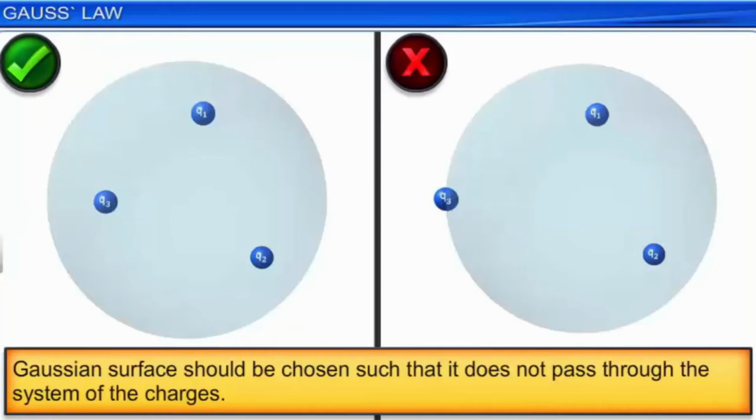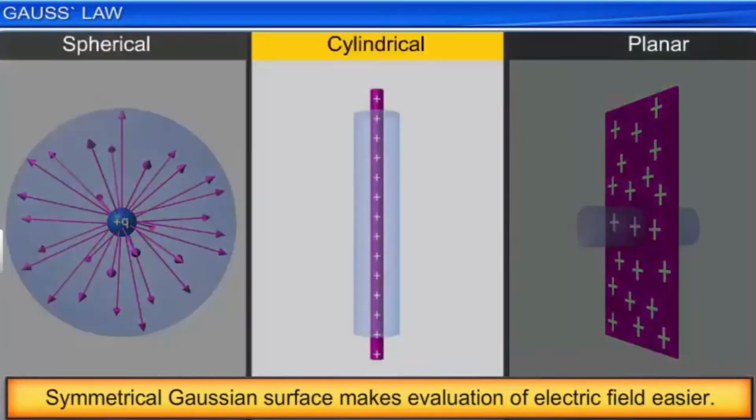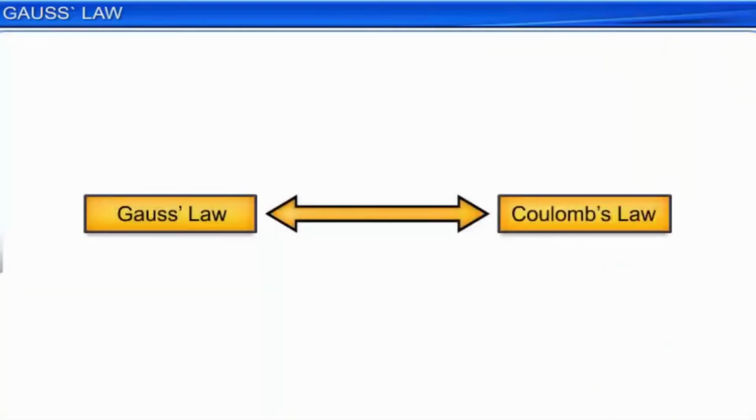Symmetry is crucial to the application of Gauss' law, since it makes the calculation of the electric field easier. Gauss' law can be chosen to evaluate the electric field due to charge distributions that have spherical, cylindrical, or planar symmetry. Since Gauss' law is based on the inverse square dependence on the distance contained in Coulomb's law, any violation of Gauss' law indicates a departure from Coulomb's law.